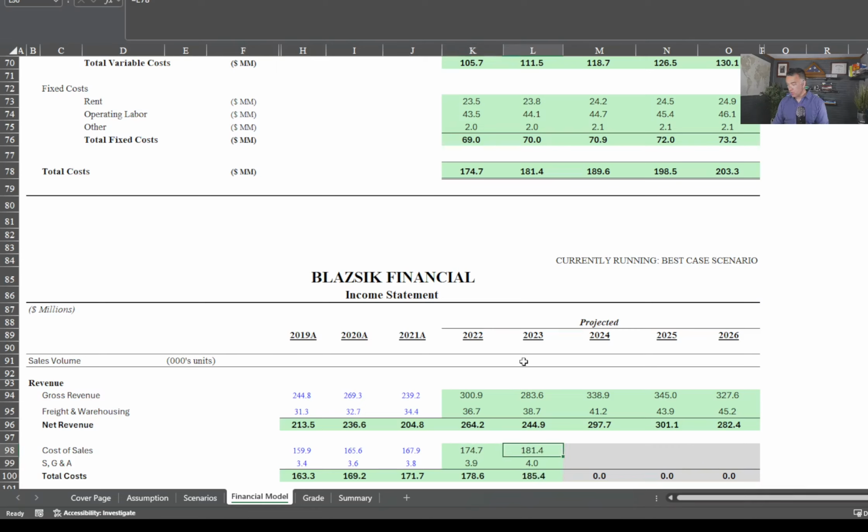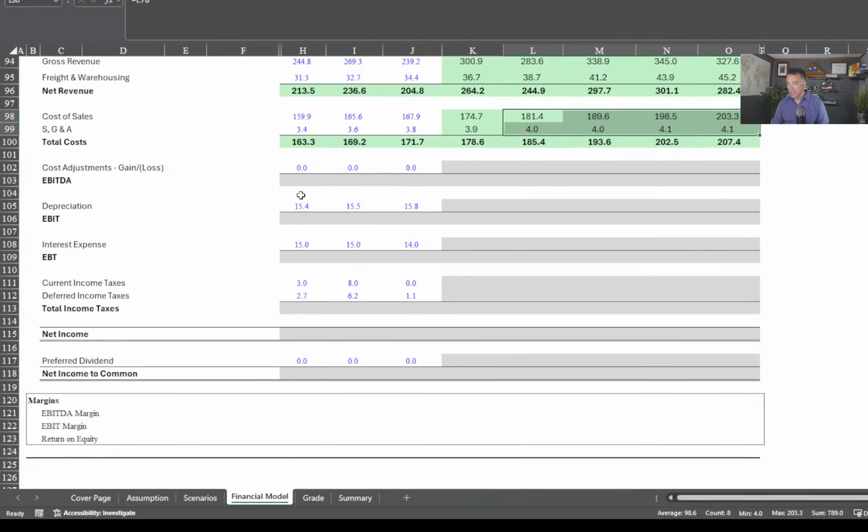Okay, so what we're going to do is Control R. We filled in the cost section. Next, we want EBITDA, which is earnings before interest, taxes, depreciation, and amortization. And how we solve that is we're going to take our net revenue and we're going to subtract out the total cost, okay? Total cost of sales, and SG&A.